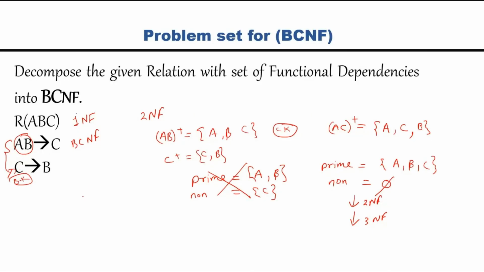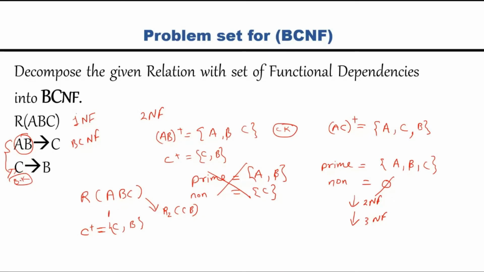So any problem, solution is what? A decomposition. So you have A, B, and C, and this C is causing a problem. So you have to take a closure of C. So it is giving C and it is giving B. So here you would break the relation in R2 and you would write C and B. This is the first decomposition.